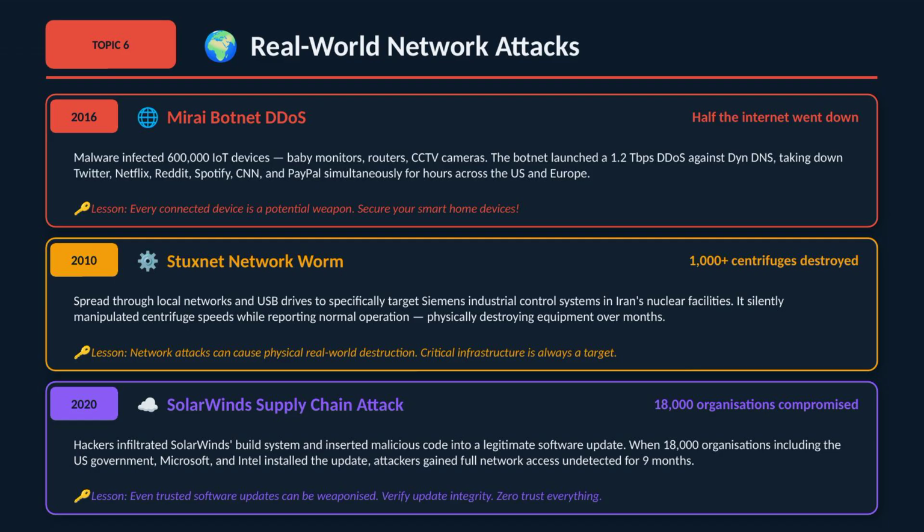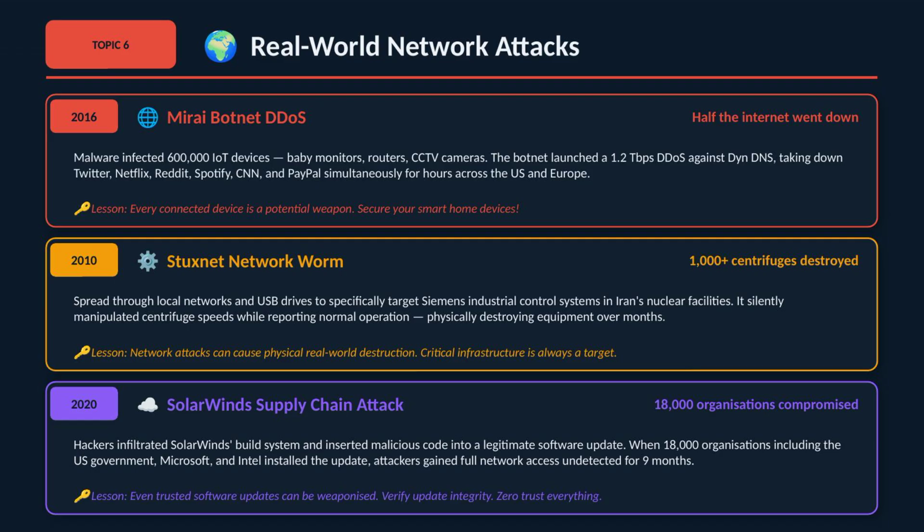Second, Stuxnet in 2010. Created jointly by the United States and Israel, Stuxnet spread through local networks and USB drives, specifically targeting Siemens industrial control systems in Iran. Once inside the nuclear facility's network, it silently manipulated the speed of uranium enrichment centrifuges, while reporting completely normal operation to the monitoring systems. Over months, it physically destroyed over 1,000 centrifuges from the inside.